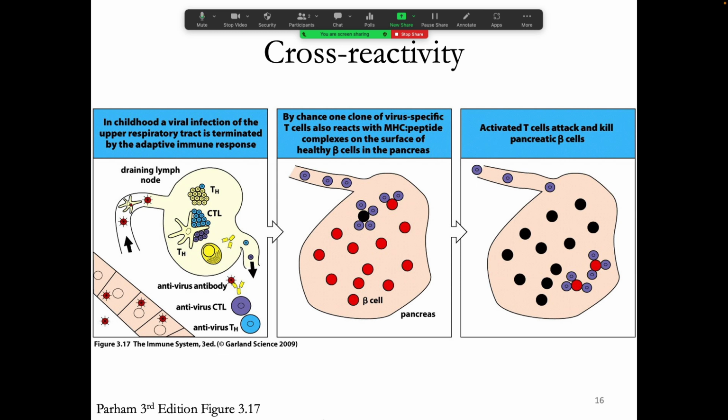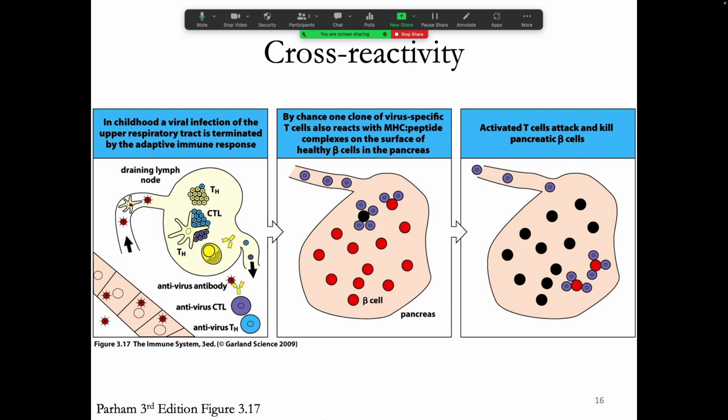Yep? Sorry, I just need to clarify. So it would be unlucky to have a certain MHC type? Yeah. So what would be the MHC type that would be unlucky to have?